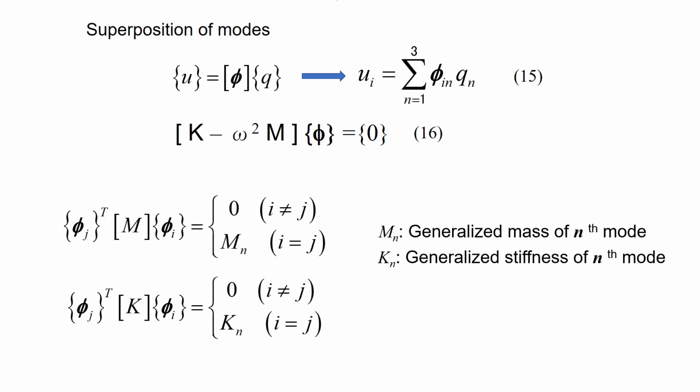To study the relation of each mode, multiply phi j to equation 16 from left and phi I from right. It is found that only when I equals j it has a value. It is 0 when I is not j. The value Mn is called generalized mass of the nth mode, and Kn is called generalized stiffness. This property is called orthogonality of modes.